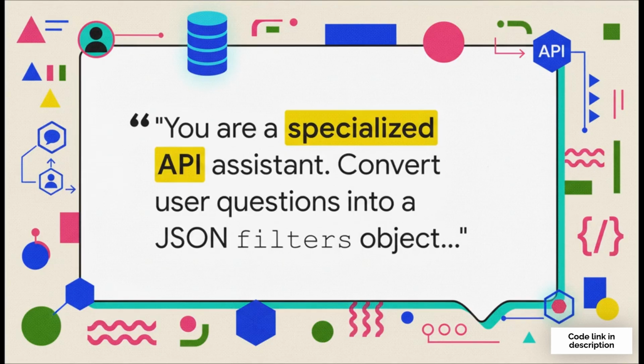We give Gemini a very specific set of instructions, what we call a system prompt. We literally tell it, you are a specialized API assistant. We give it a list of the exact database fields it's allowed to use, the operators it can choose from, and we even give it an example to follow. We are essentially teaching the AI how to use our API correctly.